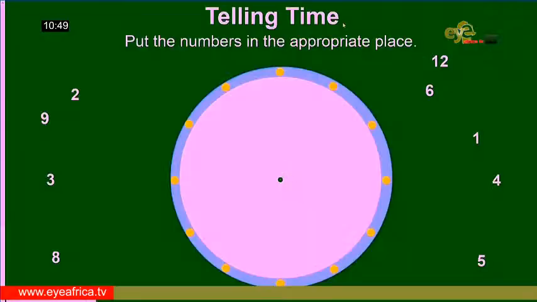Now, the next one is saying what? Put the numbers in the appropriate place. Now let me have the clock here. Now we have numbers scattered around the clock.